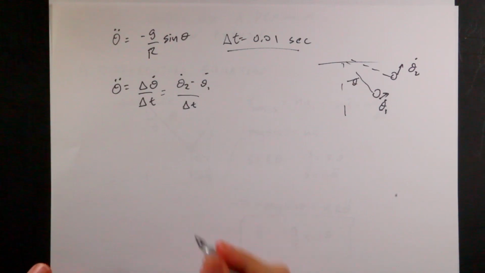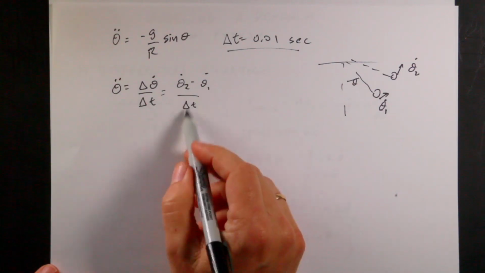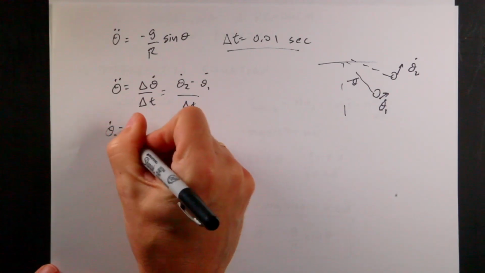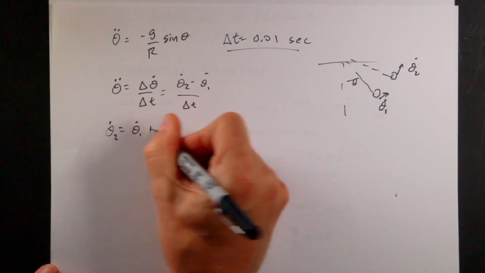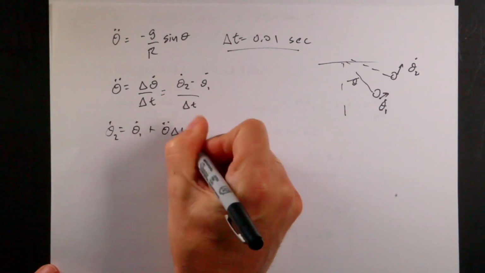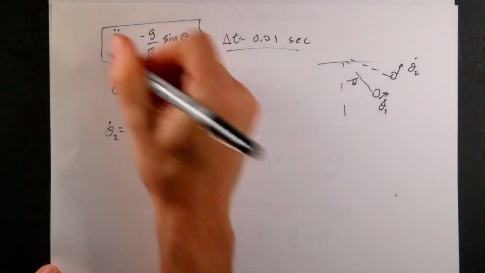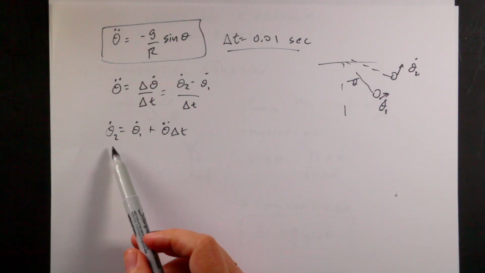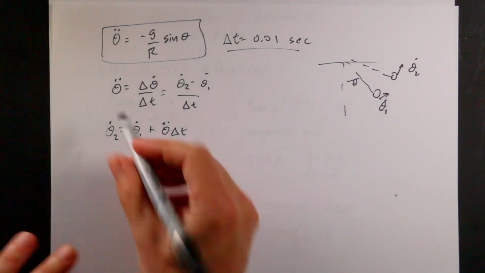If I multiply both sides by delta t and add theta 1 dot, I get theta 2 dot equals theta 1 dot plus theta double dot delta t. And remember, I can calculate theta double dot, so I can use this to find theta 2 dot at the end of the time interval. That's important.